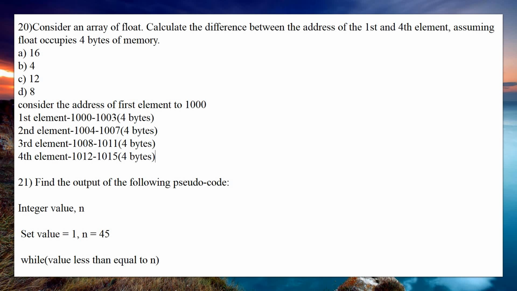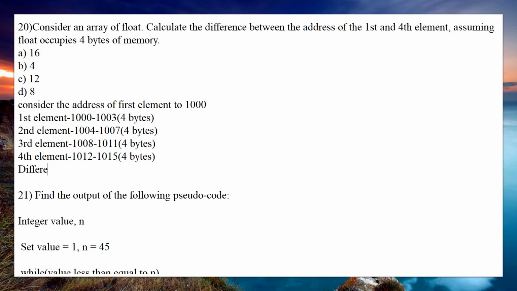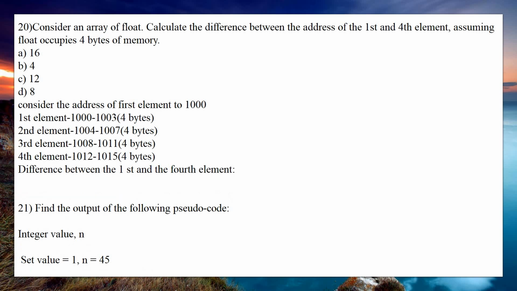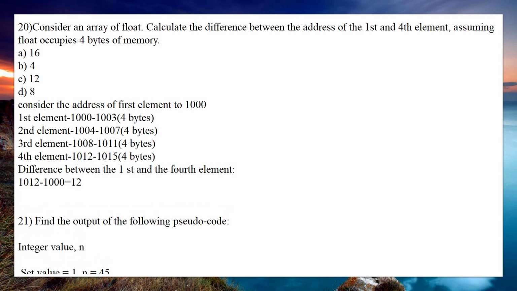So next you need to find the difference between the address of the first and the fourth element. The difference between the address of the first and the fourth element is 1012 minus 1000. They have told you to calculate the difference between the first and the fourth element, which is calculated as 1012 minus 1000, which will give you the answer as 12. So 12 is the correct answer for the question. You can say the answer for this question is option C, that is 12, is the correct answer.